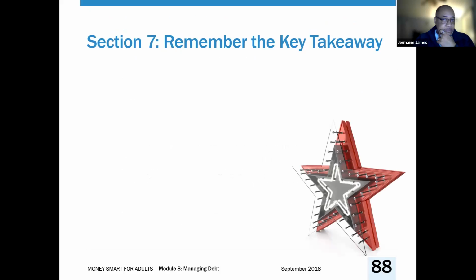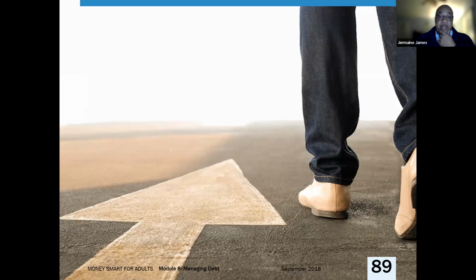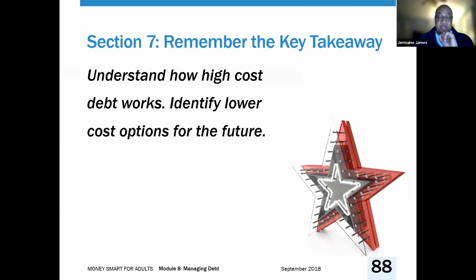Section 7, remember our key takeaway: understanding how high cost debt works, identifying low cost options to ensure that you don't find yourself in a cycle where you're paying additional fees and additional interest on a small amount that you may have borrowed. Understand the 14, 30 days, what are the terms and conditions, and whatever you're using as collateral, what does this mean if you can't pay it back?